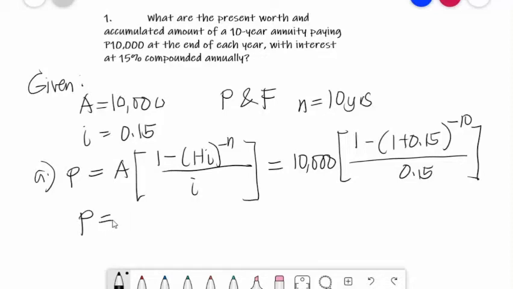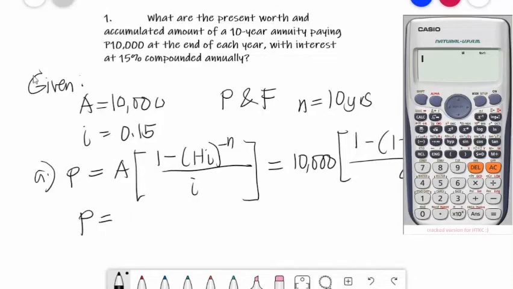Present worth is equal to 10,000 times (1 minus (1 plus 0.15) raised to negative 10).